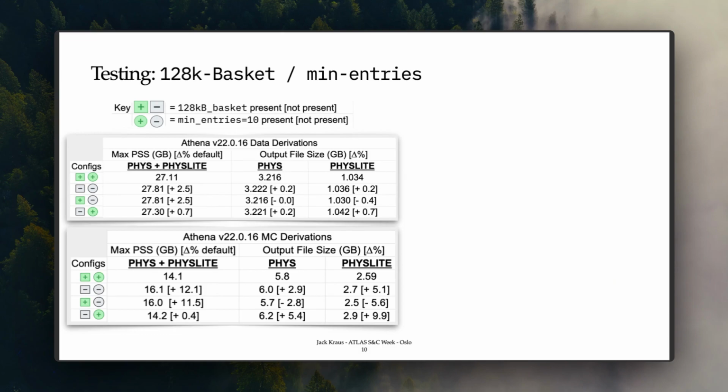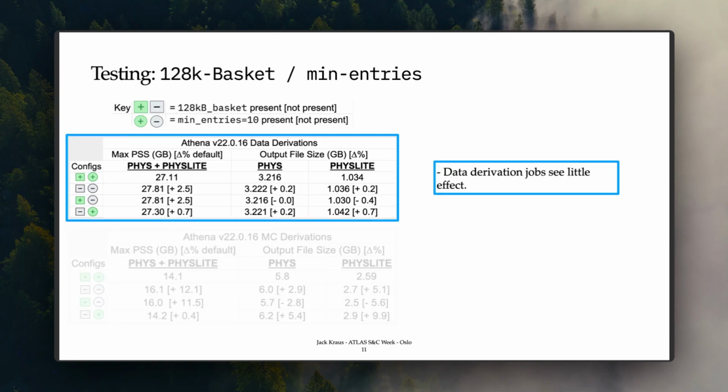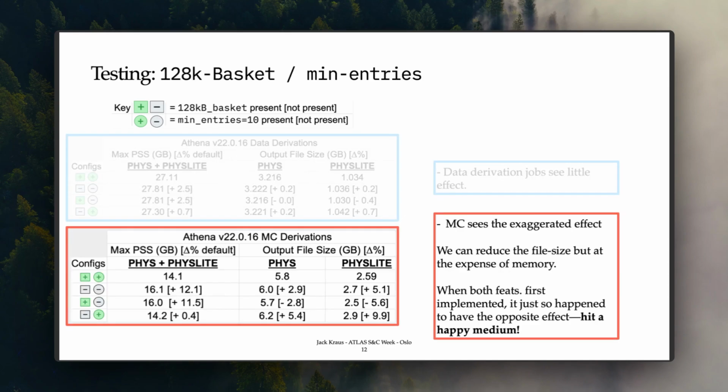And what we essentially boiled it down to was looking at, again, this integration of the 128K basket limit and the minimum number of entries. So we looked at both the presence and non-presence of each of them. And for data, we didn't really see much of an effect. You can kind of see it in the memory, but what we really find interesting is what happens with the Monte Carlo derivation jobs.